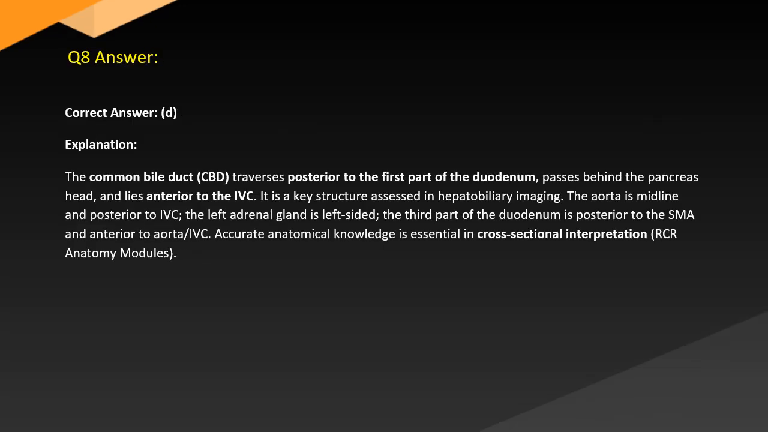Answer. Correct answer, D. Explanation. The common bile duct, CBD, traverses posterior to the first part of the duodenum, passes behind the pancreatic head, and lies anterior to the IVC. It is a key structure assessed in hepatobiliary imaging. The aorta is midline and posterior to the IVC. The left adrenal gland is left-sided. The third part of the duodenum is anterior to the spine and aorta. Accurate anatomical knowledge is essential in cross-sectional interpretation. RCR anatomy modules.